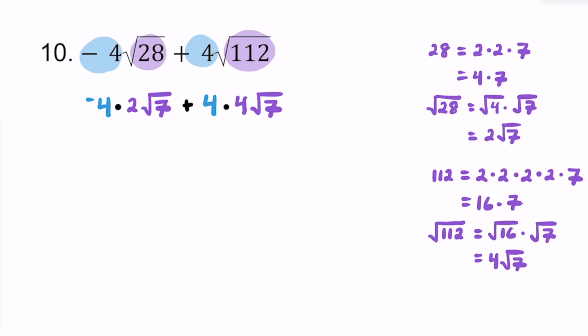So let's just go ahead and multiply -4 times 2. That's going to be -8. So we're going to have -8 and we have matching radicals. I'm just going to change the color here. So it's -8 root 7 plus, and then we have 4 times 4, that's going to be 16. So that's going to be 16 times root 7. So we have root 7 and root 7. Now we just add -8 plus 16. -8 plus 16 is going to be 8. So this is going to be 8 root 7. That'll be our most simplified expression.